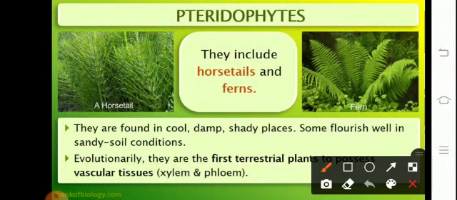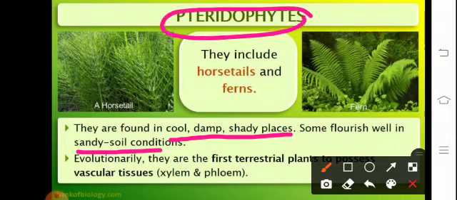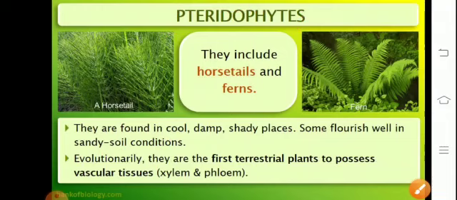The habitat is cool, damp, shady places. They grow well in sandy soil conditions. The marshy areas, example, Isoetes. Aquatic areas, the basic pteridophytes are Azolla, Salvinia, Marsilea. The name pteridophytes was first coined by Ernest Haeckel. They are called vascular cryptogams or botanical snakes.